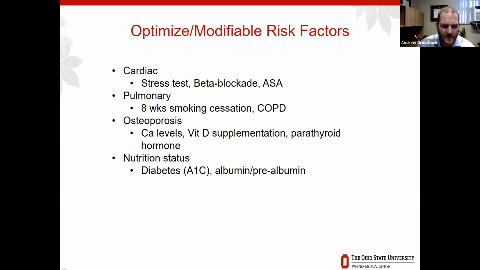And as we touched on before, diabetes with A1C. And on the opposite end of the spectrum, patients that are malnourished, checking albumin, pre-albumin, getting them on some supplementation before surgery, improves their healing rates.